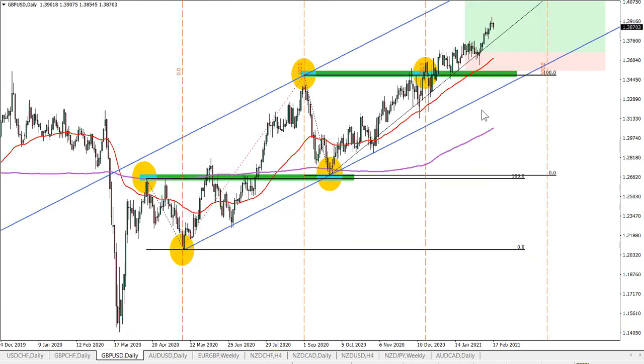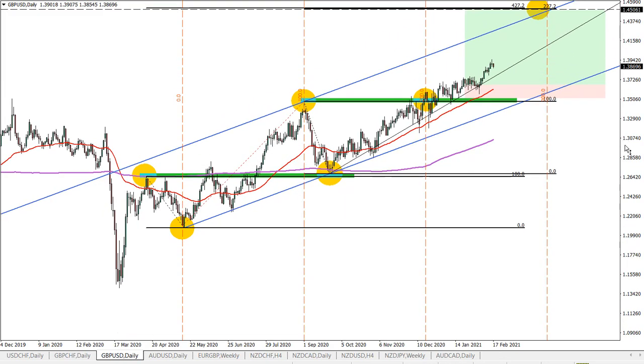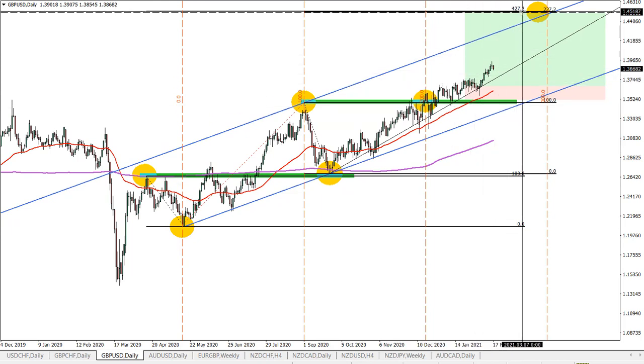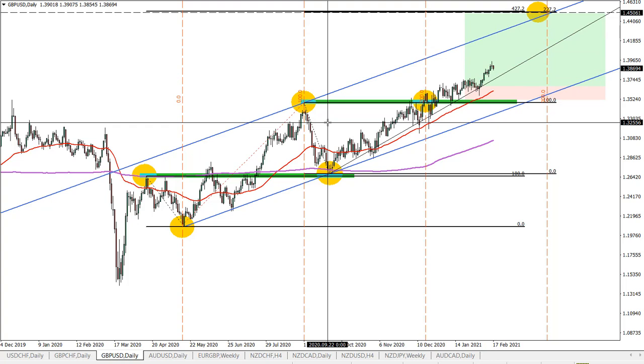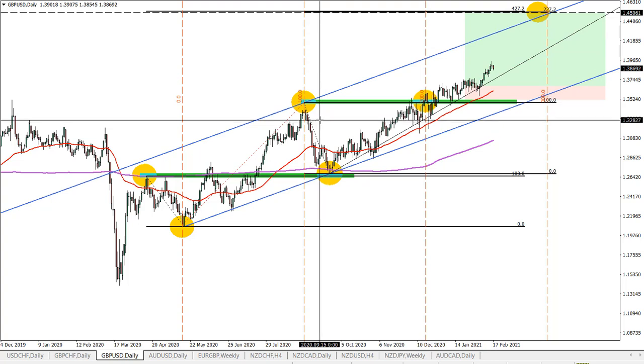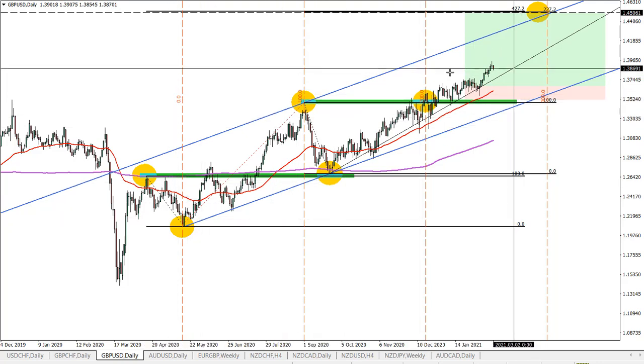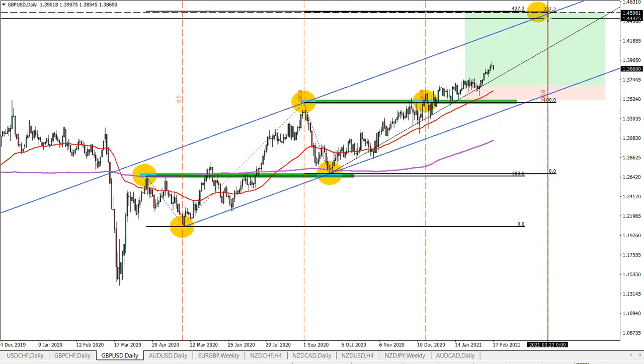The pound against the dollar, also this one of our oldest ideas. We are expecting the move to the upside to continue due to the dollar weakness mainly, but at the same time it could be the pound strength. And the price you can see moving within the ascending channel and could be reaching this target by April.